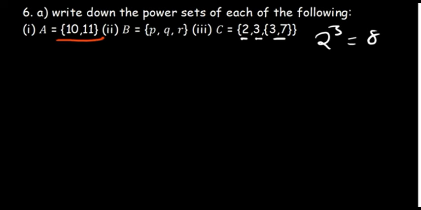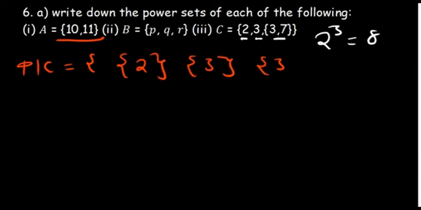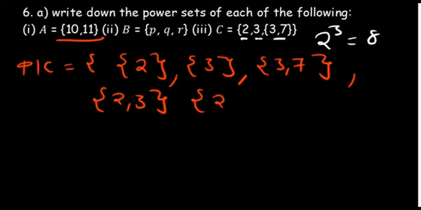So we can list them. Power set of C. 2 can be alone. 3 can be alone. Then {3, 7} can also be alone. What else? We can now combine these. I can combine 2 and 3. I can combine 2 and {3, 7}. So remember, I'm writing {3, 7} as a single element there.